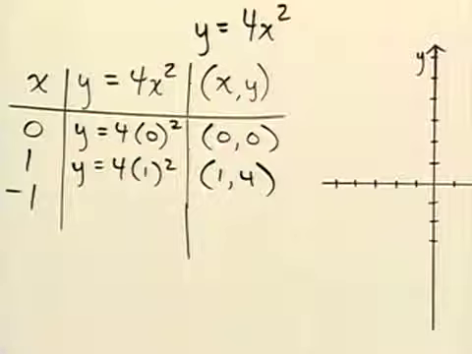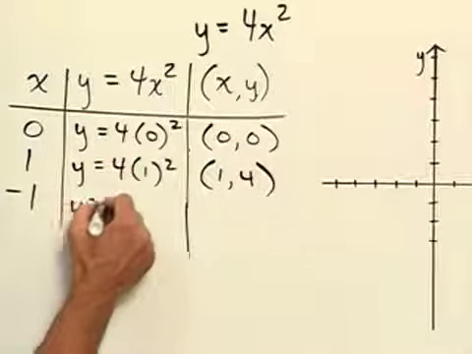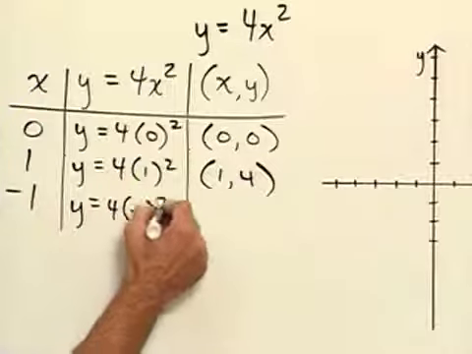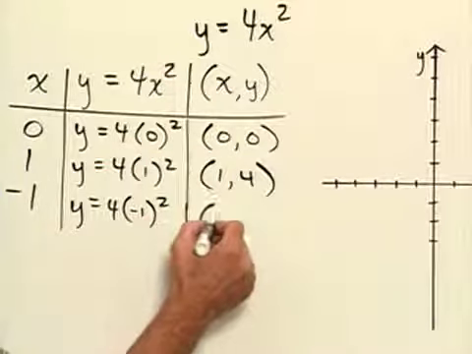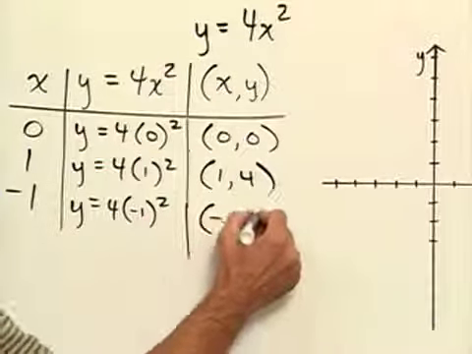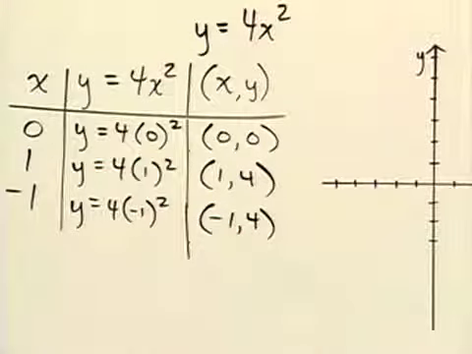Now our last point, let's plug in a negative 1 for x, and we will have y is equal to 4 times negative 1 squared. Negative 1 squared is 1. And 1 times 4 is also 4, so our last point will be negative 1, 4. There's 3 points on this graph.